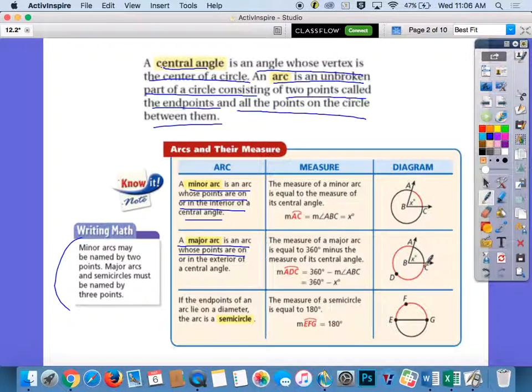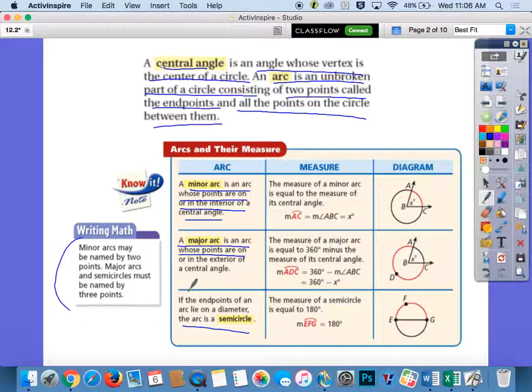That way, because if I said arc AC, you wouldn't know if I'm talking about this one or this one. So if I say arc ADC, that tells you to go around the block this way. And then the measure of arc ADC is going to be 360 minus that minor arc. So if this was 60 degrees, this is going to be 360 minus 60, so that would be 300 degrees.